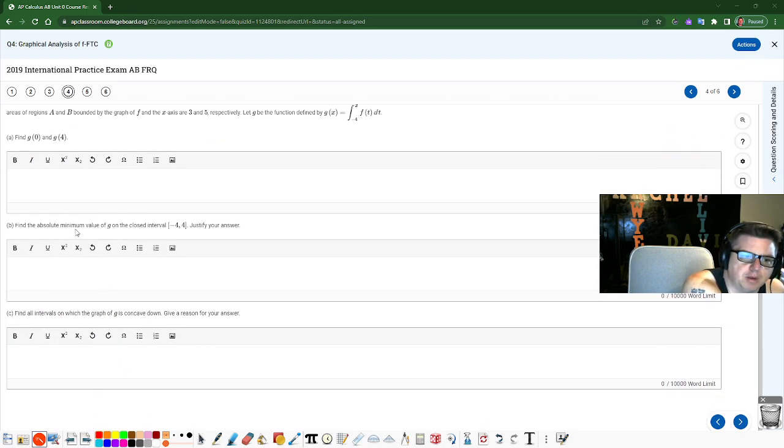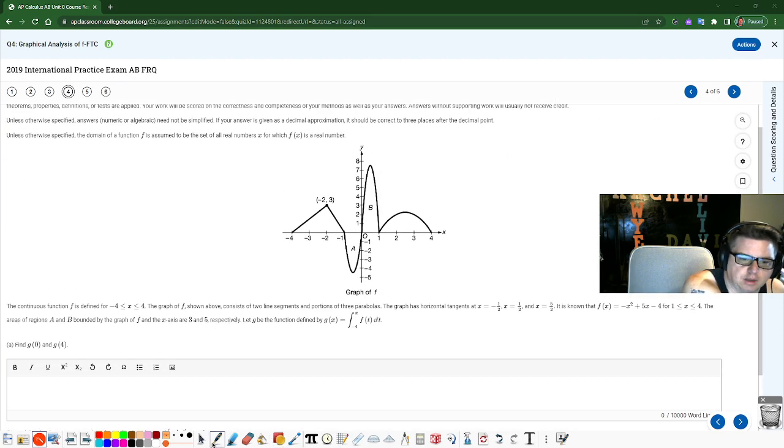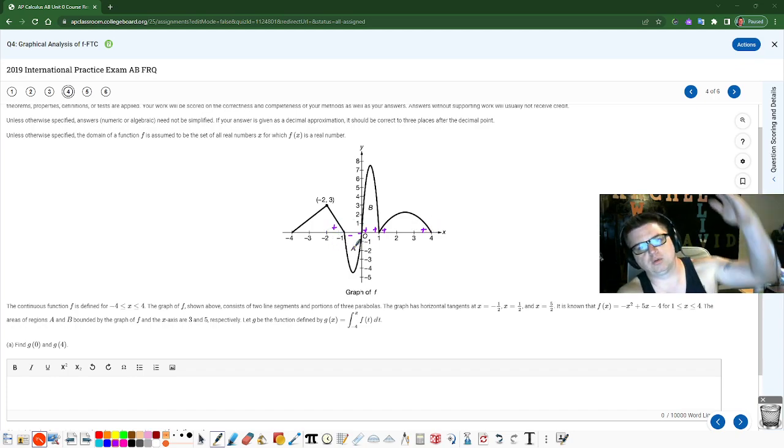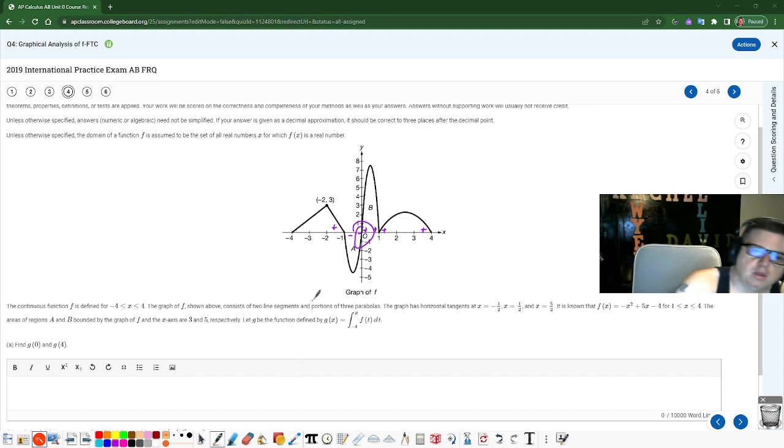Find the absolute minimum in the graph of G on the interval. Okay, so when we look at this, think about it as this is the derivative graph. So this is positive, this is negative, this is negative, this is positive, and then this is positive, positive, positive. So going from increasing to decreasing creates a maximum, but going decreasing to increasing creates a minimum.